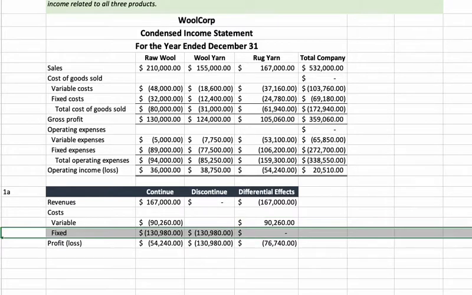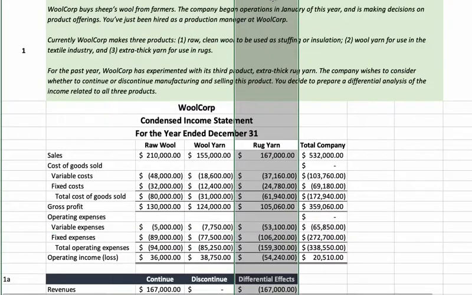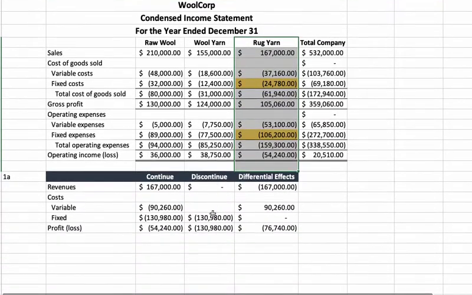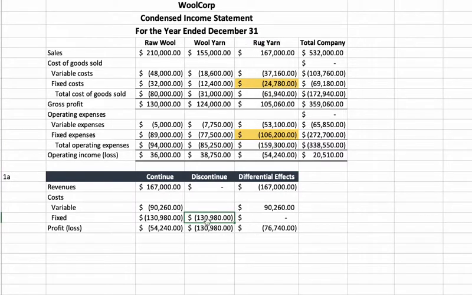And then the last thing that I want to pull in is the fixed cost. With the fixed cost, we have to assume that even if I discontinue the rug yarn, I still have a portion of that fixed cost. I'm just going to highlight this real quick. I now have to take these fixed expenses that are currently allocated to the rug yarn, and I will have to reallocate these 2 numbers back into the raw wool and the wool yarn. So this cost will continue to exist. And you can see that I pulled that information from those 2 cells.